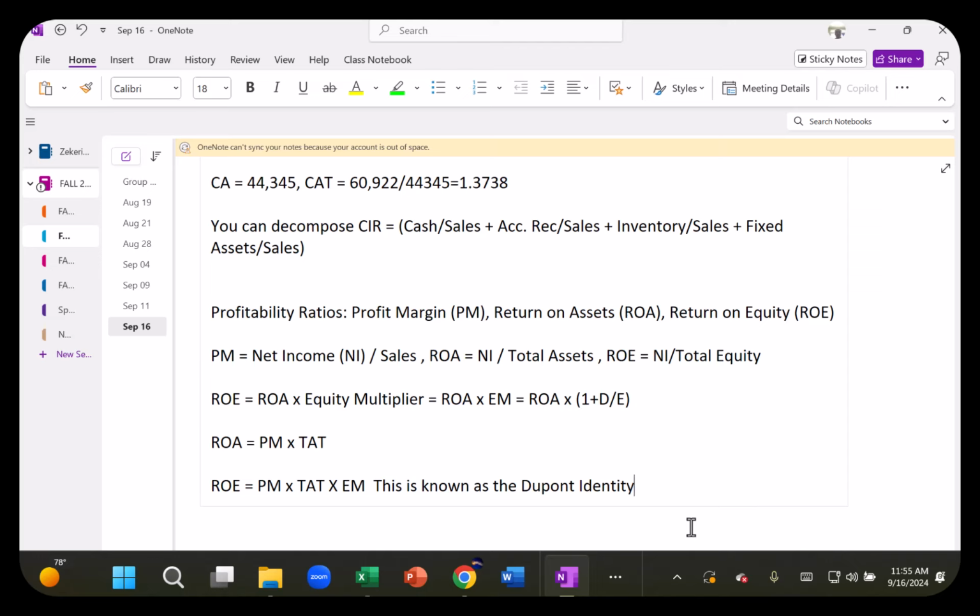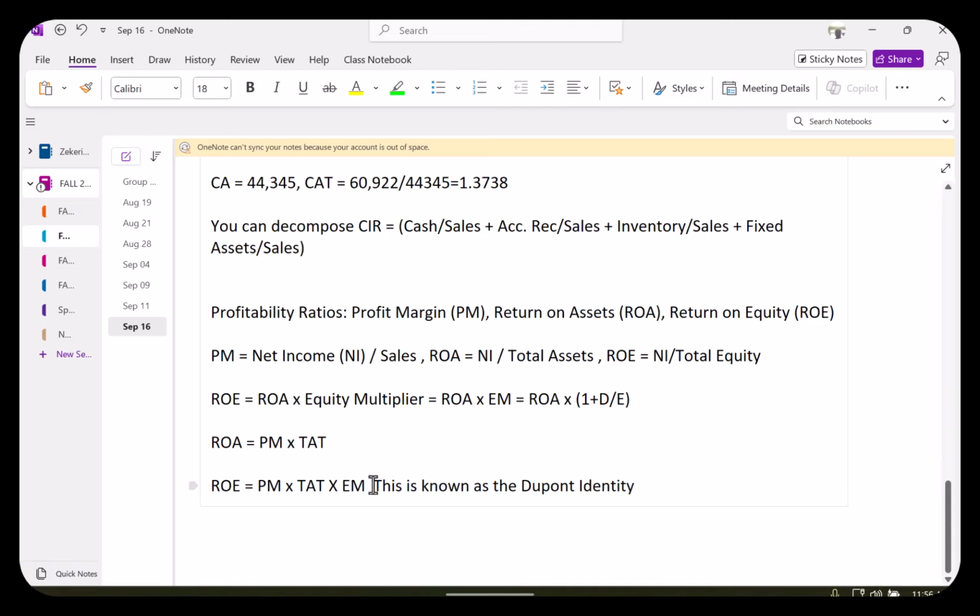If you're wondering where that name comes from, this analysis was first used by the chemical company DuPont sometime in the 1930s. It's rather useful. It says normally we want to look at return on equity. As a shareholder, that's what I'm interested in. Let's say that number is high or low.